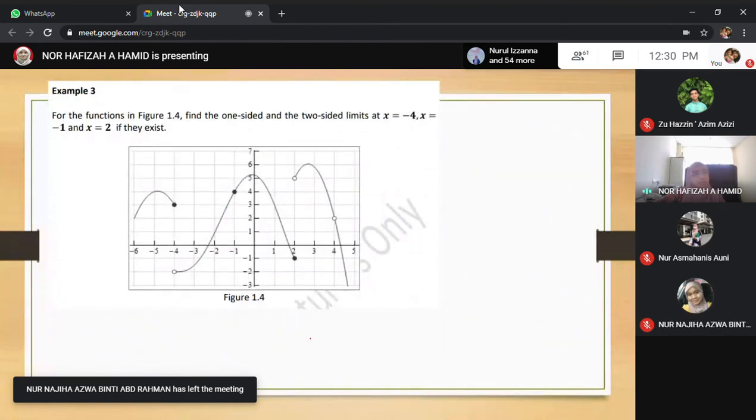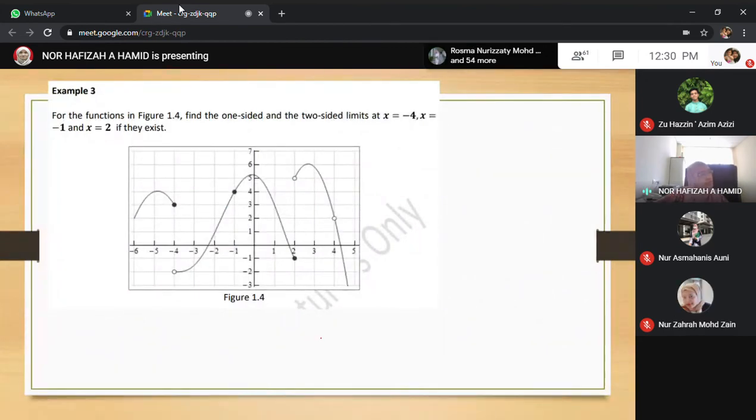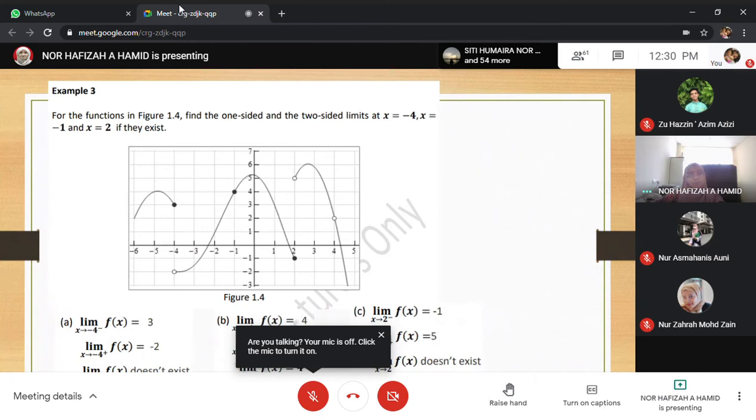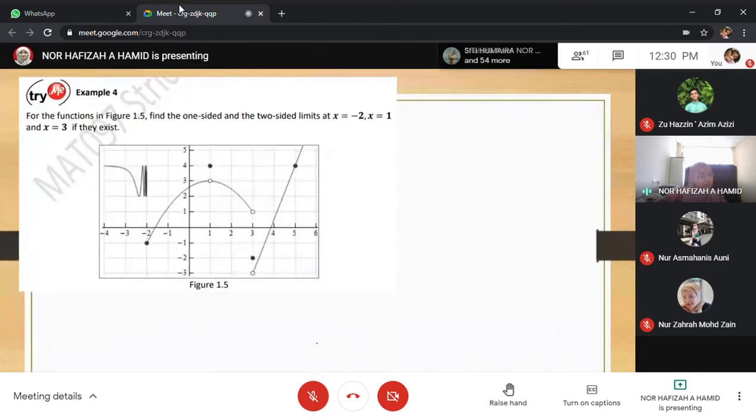Okay, so yang ini for example 3. Example 3 ni saya skip, sebab you boleh refer pada recorded video for example 3. So saya nak tunjuk you for example 4. Saya nak you refer to example 4. For the function in figure 1.5, you need to find one-sided and the two-sided limit at x equal to -2, x equal to 1 and x equal to 3 if they exist.